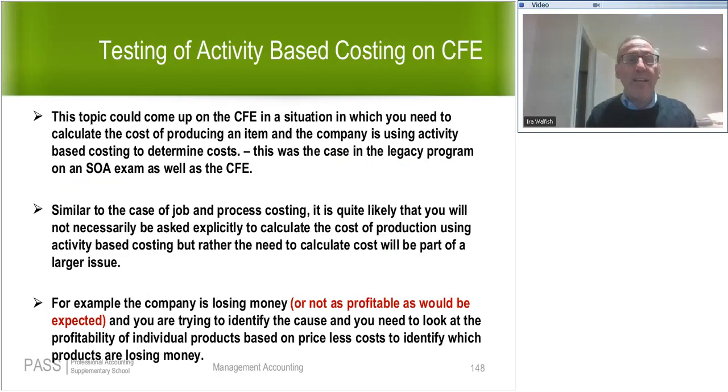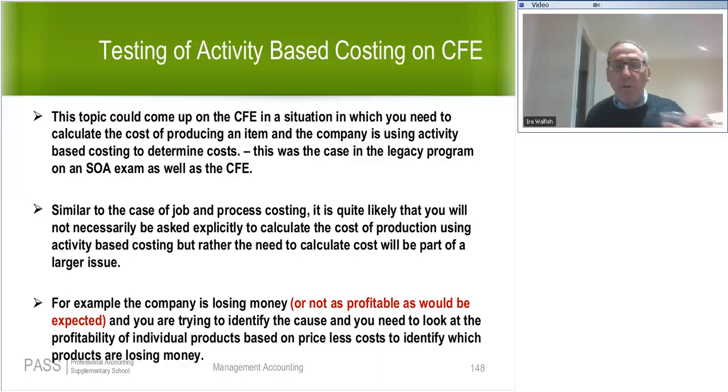But before we leave this topic, we've gone over the technical. Let's just take a quick look at how it's tested on the exam itself. This topic could come up on the CFE in situations in which you need to calculate the cost of producing an item, and the company is using an activity-based costing system to determine cost. This was the case in a legacy program on the SOA exam. That was an exam that used to exist in the legacy program. This has also come up in this way on the CFE.